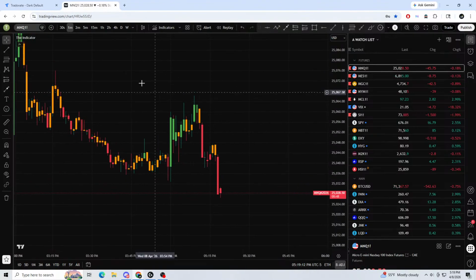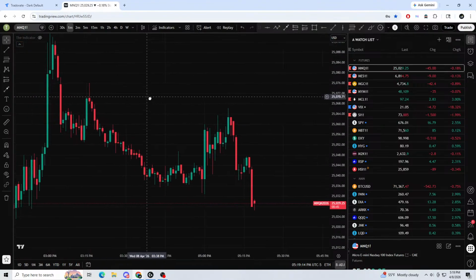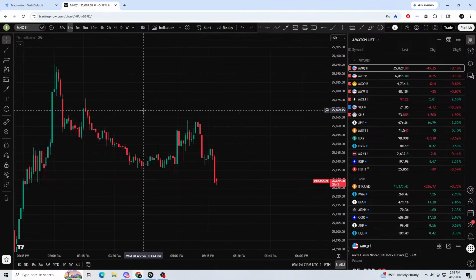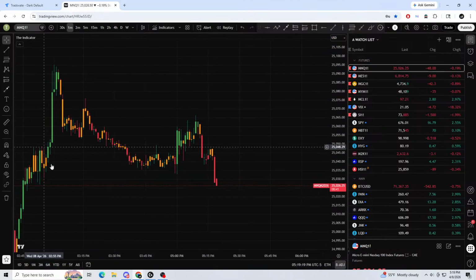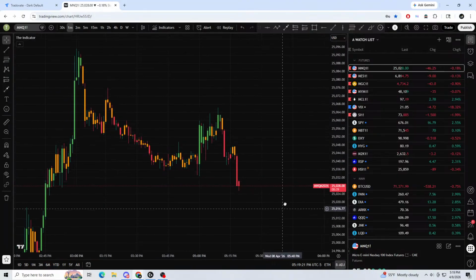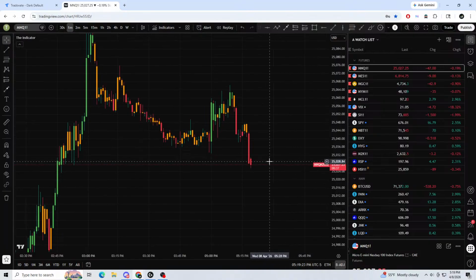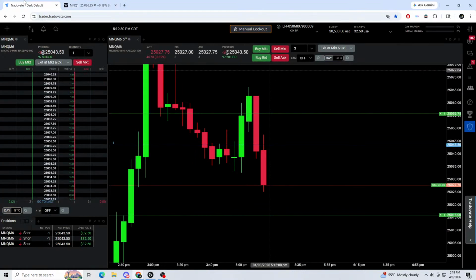Yeah, so there is an indicator on the chart. It is the indicator. With it on, it changes the colors of the candlesticks. Okay, we're looking good. We're short right now.